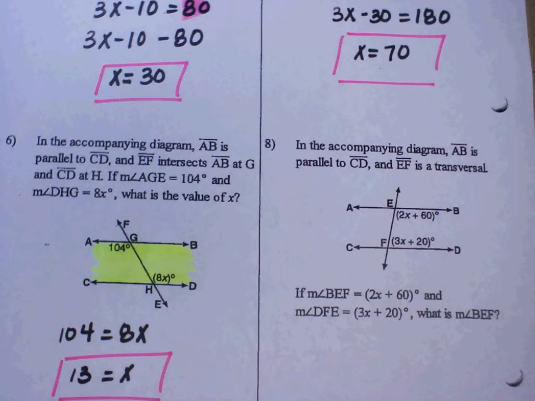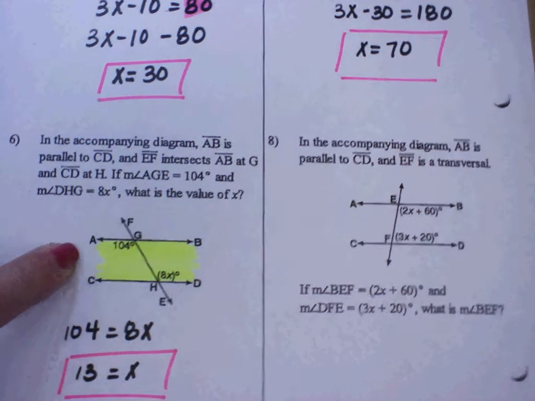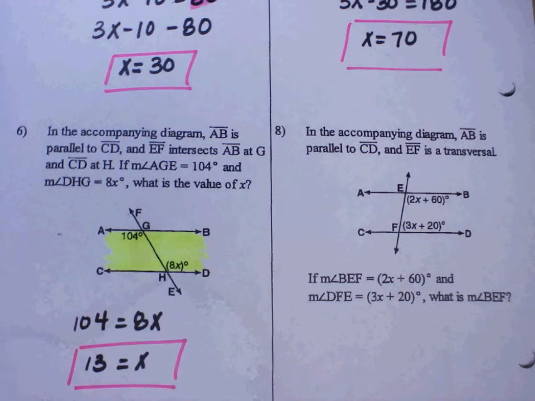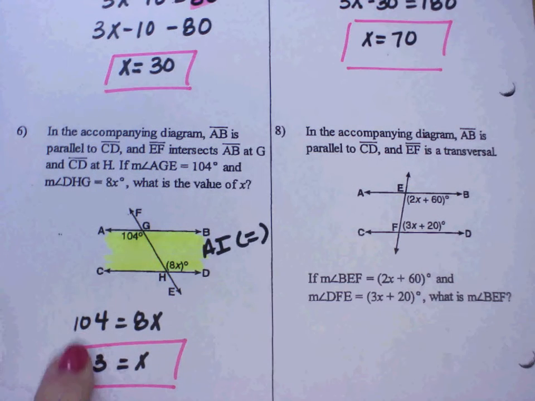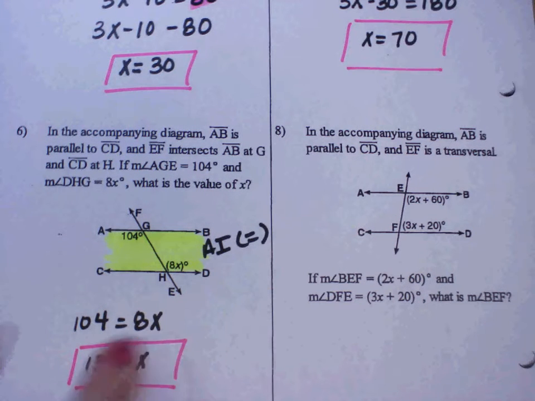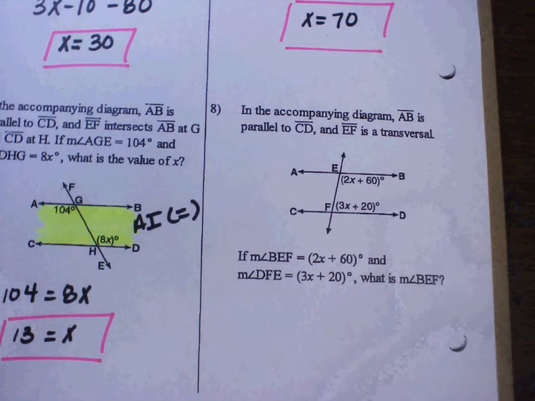All right, so you should have highlighted. Those 2 angles are alternate what? Interior, which means they're equal. So 104 equals 8x divided by x, and x equals 13. All right, go to number 8. Go. First 2 only. First 2 only.